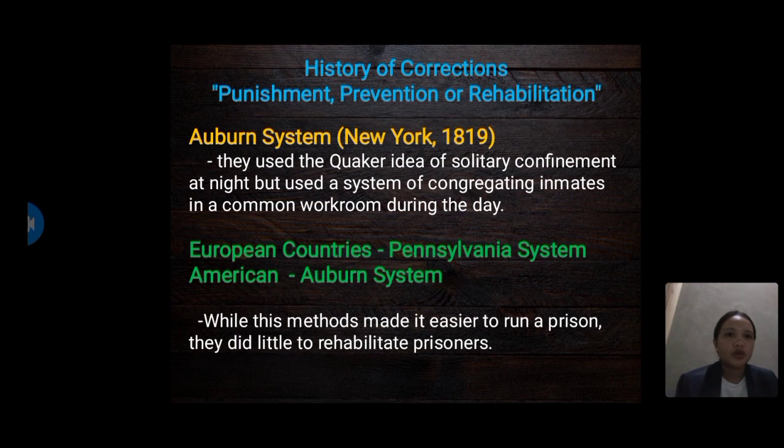So in the Auburn system, New York, 1819, they used the Quaker idea of solitary confinement at night, but used a system of congregating inmates in a common workroom during the day. So in European countries, they used the Pennsylvania system, and the Americans used the Auburn system.